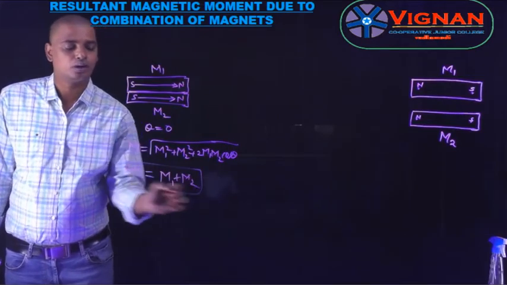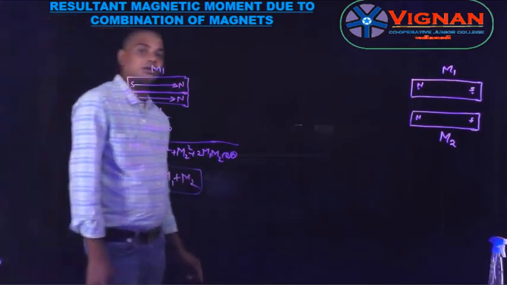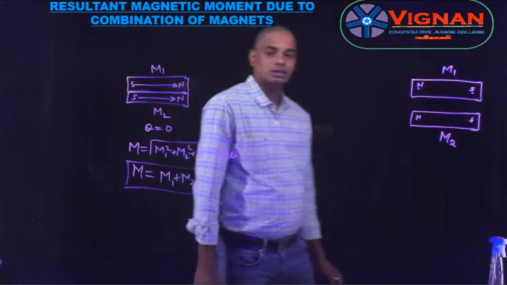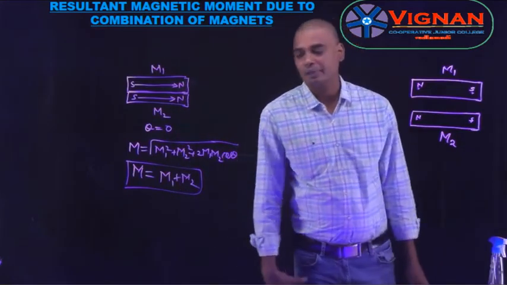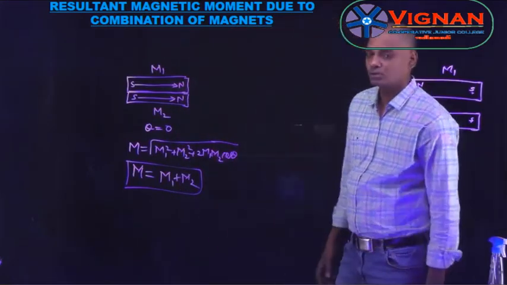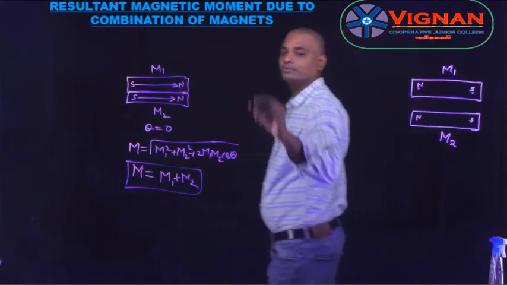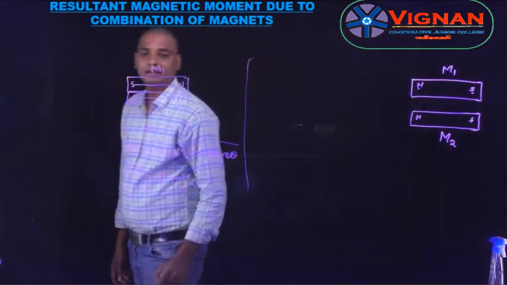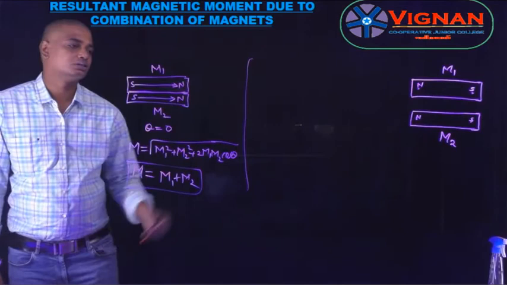So if the two bar magnets are placed one above the other such that the like poles are touching each other, then the resultant magnetic moment will be M is equal to m1 plus m2. Okay, what happens if unlike poles are touching each other?